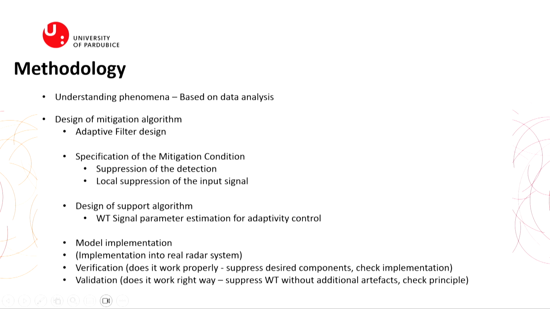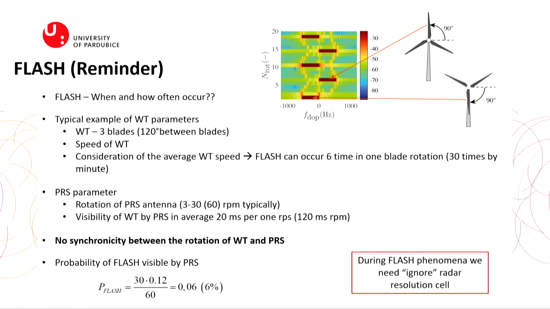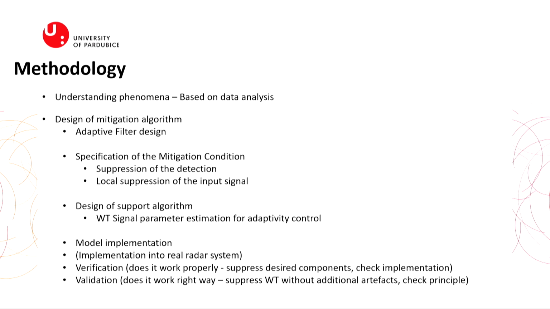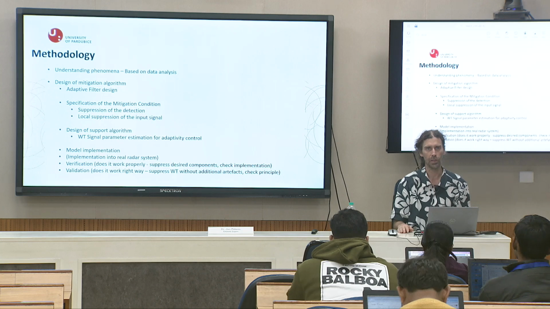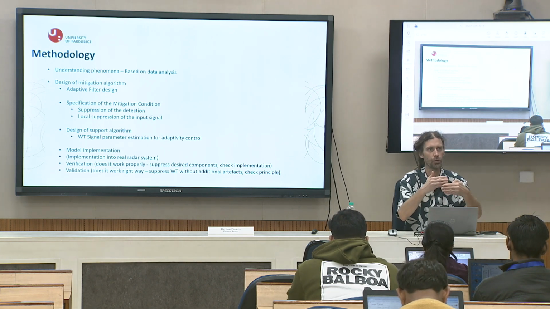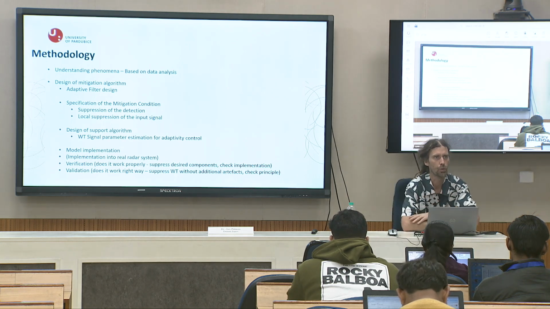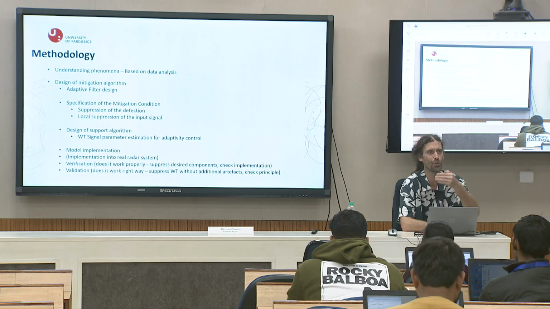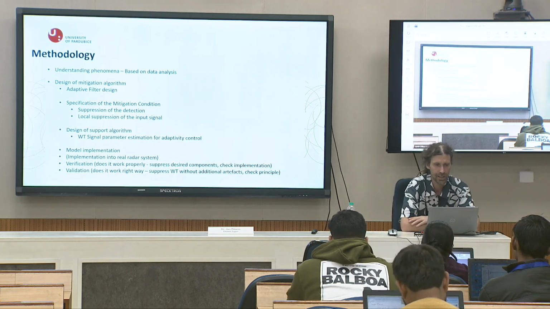Then comes designing support algorithms for estimation of wind turbine signal parameters like Doppler frequencies, amplitude, and so on, for adaptivity. Because if you want to suppress something at some time instance, you need to already have a prediction of this value that you want to suppress. Of course, you are not doing it in real time. So you always need to have a prediction of the values that you want to suppress.